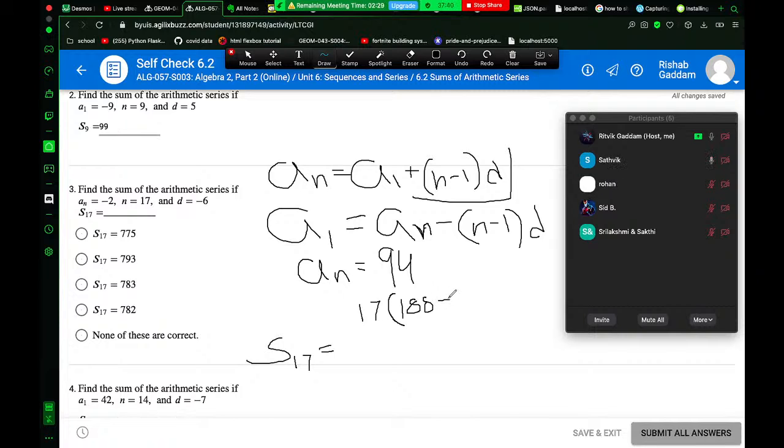Plus 17 minus 1. Oh, that's supposed to be 16. Yeah. Oh yeah, 16 minus 1. 16 minus 1? No, it's 17 minus 1. That's 16 times d. Times minus 6. Yeah. Divided by 2.